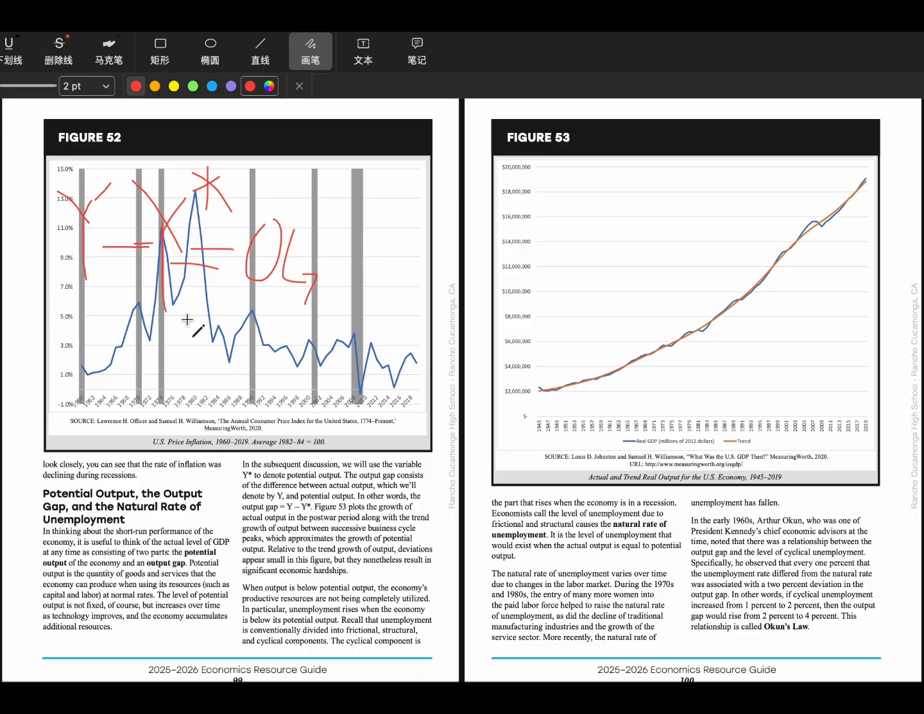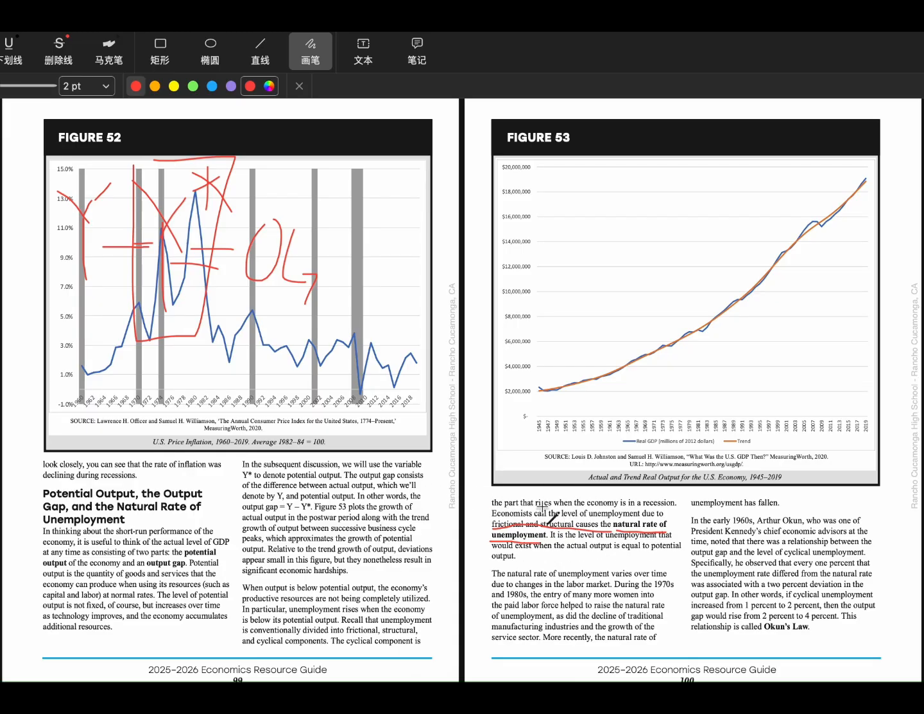In this case, first let's determine what the characteristics of this Y star are, to know why this Y star is really important. In this case, the unemployment would be only frictional and structural. If it is at Y star, then only frictional and structural unemployment should occur, and those are the natural rate of unemployment.